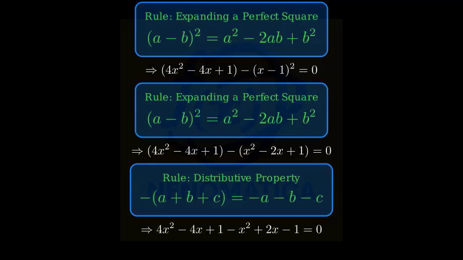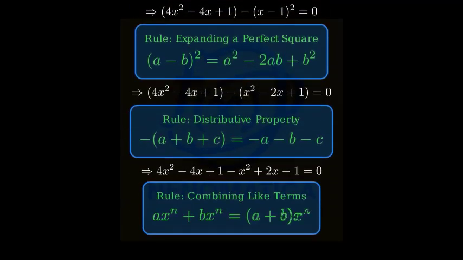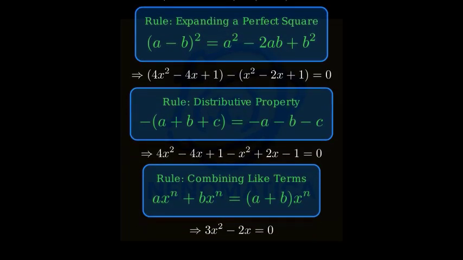Step 4. Now, let's simplify by combining like terms. We combine the terms with the same powers of x and constants. 4x squared minus x squared equals 3x squared. Negative 4x plus 2x equals negative 2x. And 1 minus 1 equals 0. So we get 3x squared minus 2x equals 0.